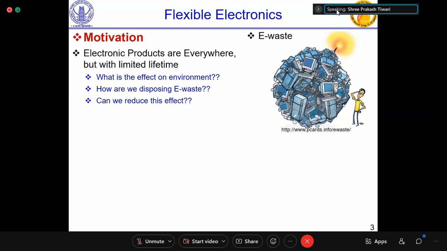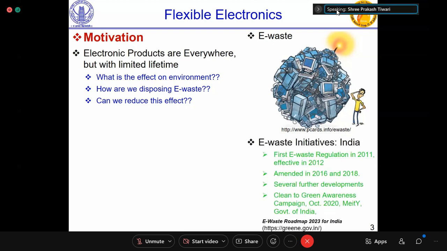But can we reduce this effect? That is something researchers can think about. So there is e-waste. Now, as individuals, you can keep thinking about whether we can reduce this impact on the environment, on landfills, and on any water flow path it is going into, where it is causing problems.